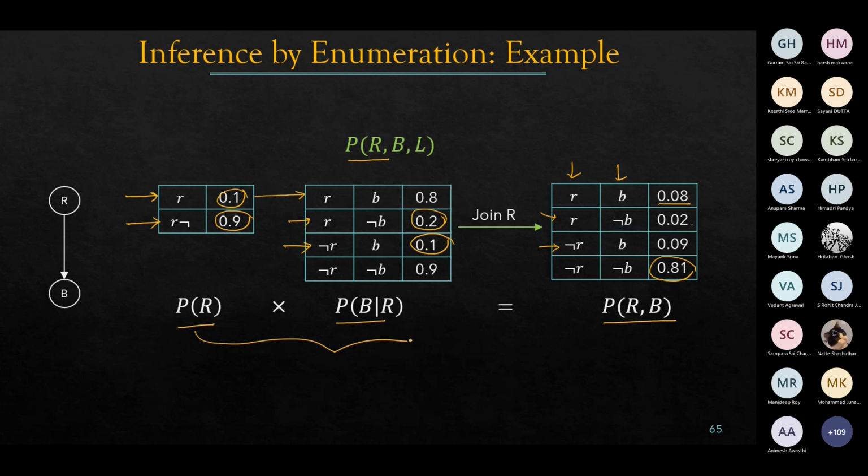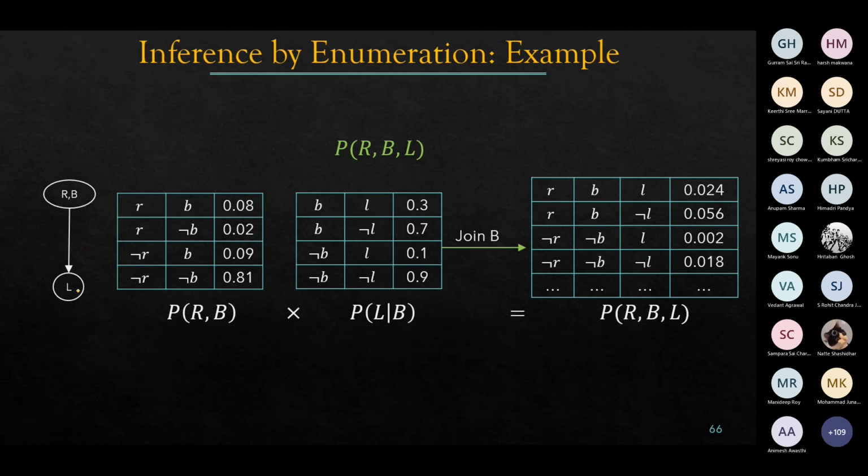So if you multiply these two, we get a joint distribution between R and B. Basically, what we are doing here is performing a join operation over R. It is a kind of database join; if you have done database courses, you have a common column on which we are doing this join operation. As a result, we are collapsing these two to come up with a single node, B and R.